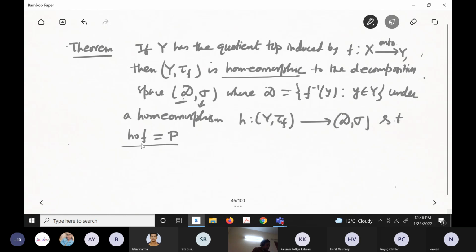Already I have given you that result. I proved it. Basically that's simple. So what is this? This is your X, tau. This is Y, tau, F. This is D, that topology you have taken, sigma. Here is coming the map F. Here is coming the map P. So here this H.